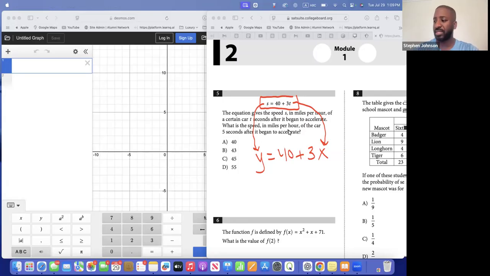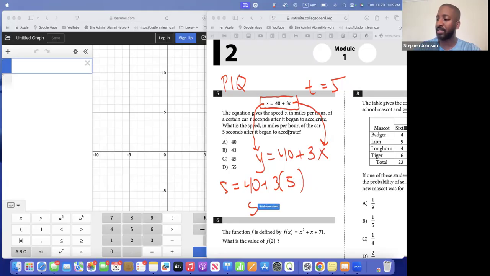So before I even throw this into Desmos, the fastest, easiest way to solve this question is the fact that the question does tell us that t is equal to 5, right? So while I'm going to use the strategy of Desmos, I actually think the strategy that I teach called plug in information from the question, PIQ, is a much faster path here. Because if we know that t is 5 and the question is asking for s, then we're just saying s is equal to 40 plus 3 times 5, and 3 times 5 is 15. 40 plus 15 is 55, and therefore our answer is choice D.